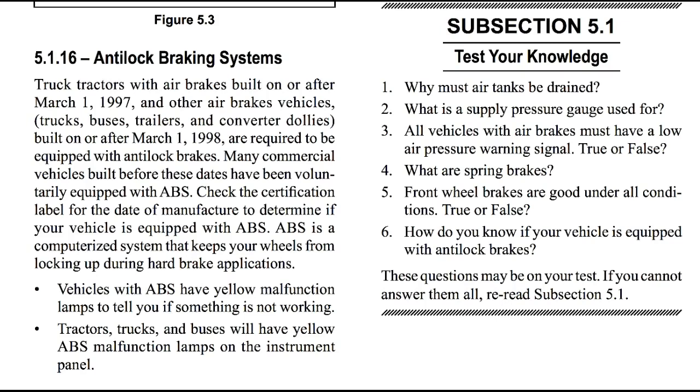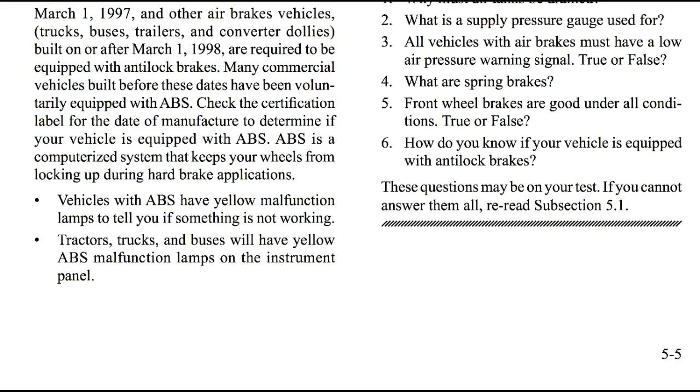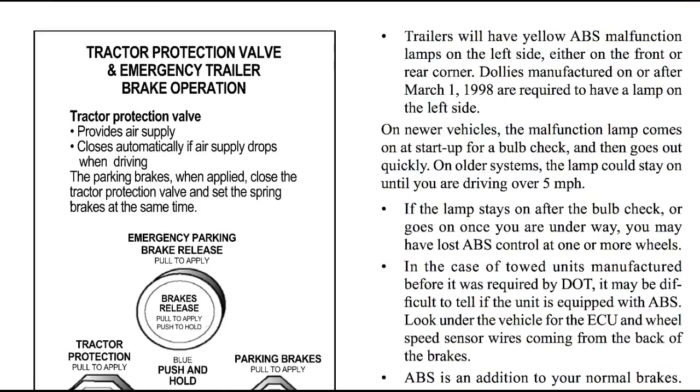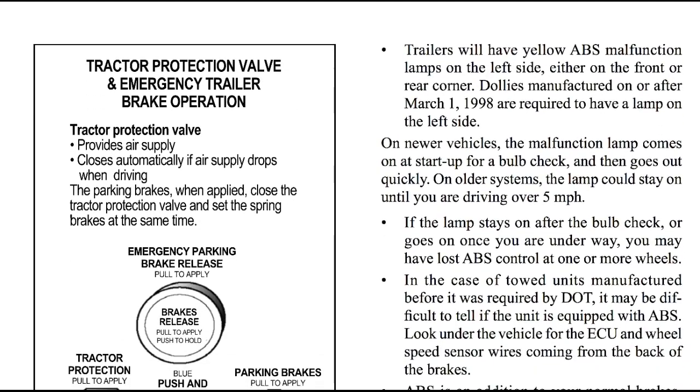ABS is a computerized system that keeps your wheels from locking up during hard braking applications. Vehicles with ABS have yellow malfunction lamps to tell you if something is not working. Tractors, trucks, and buses will have yellow ABS malfunction lamps on the instrument panel. Trailers will have yellow ABS malfunction lamps on the left side, either on the front or the rear corners. Dollies manufactured on or after 1998 are required to have a lamp on the left side.